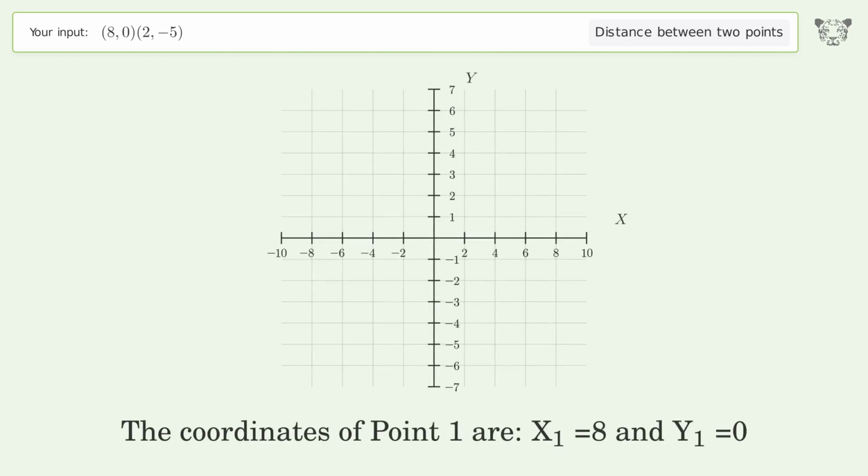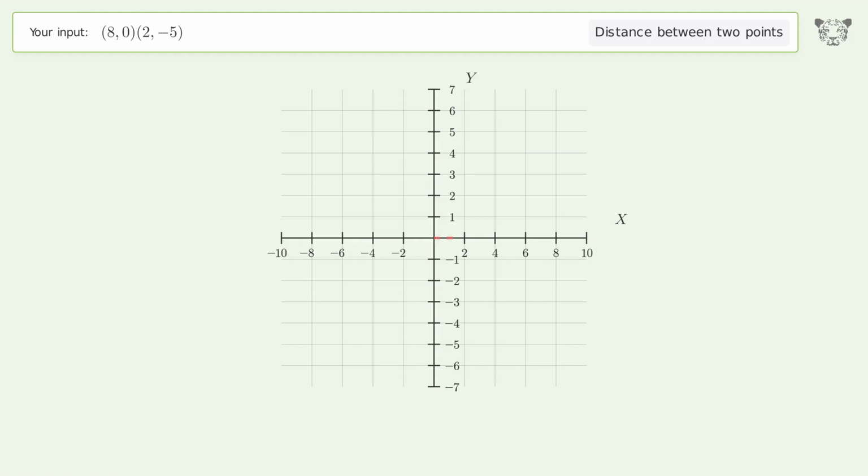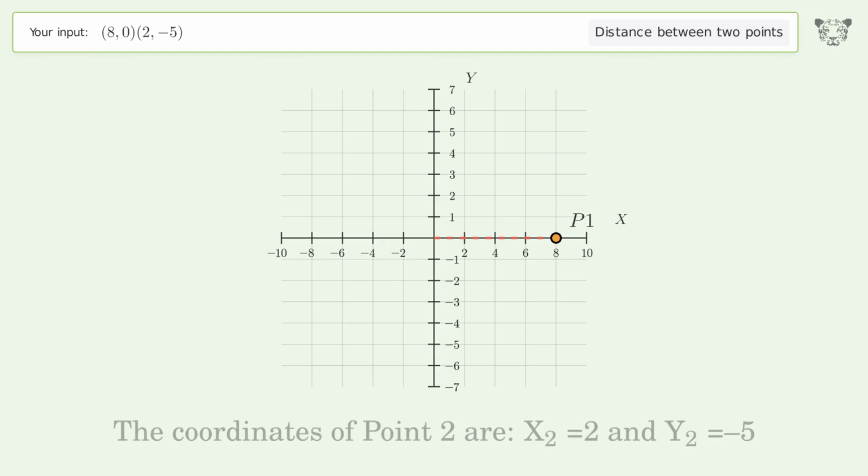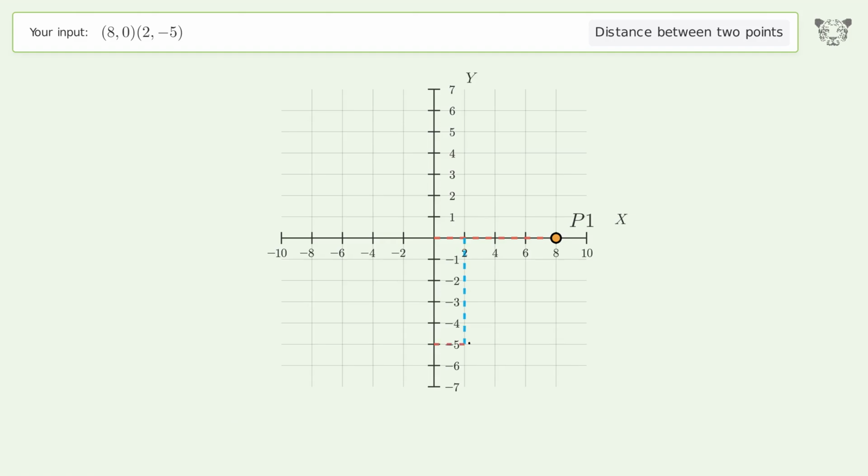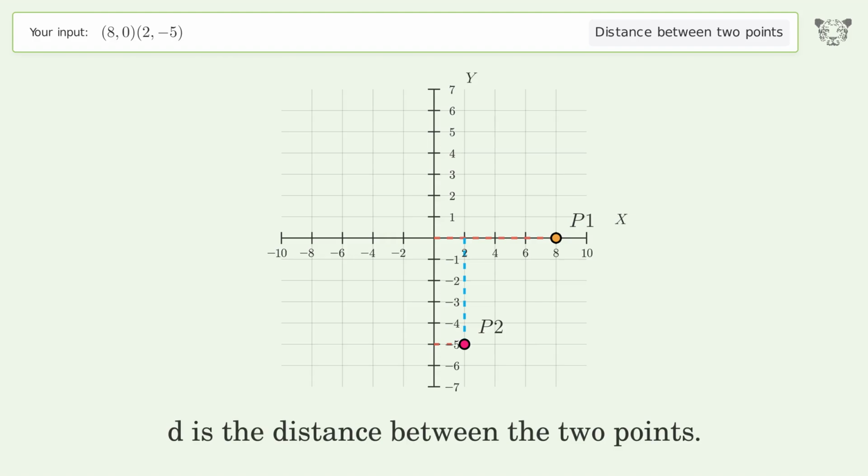The coordinates of point 1 are x1 equals 8 and y1 equals 0. The coordinates of point 2 are x2 equals 2 and y2 equals -5. D is the distance between the 2 points.